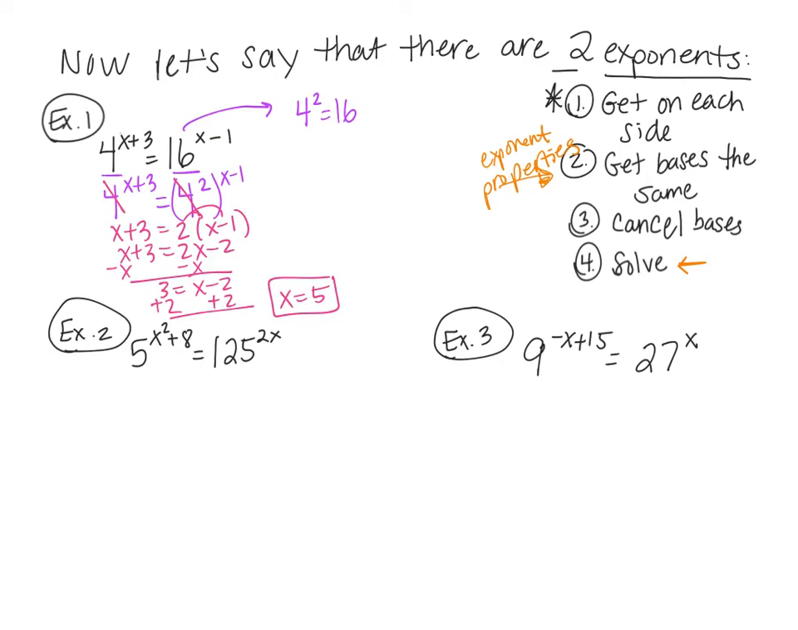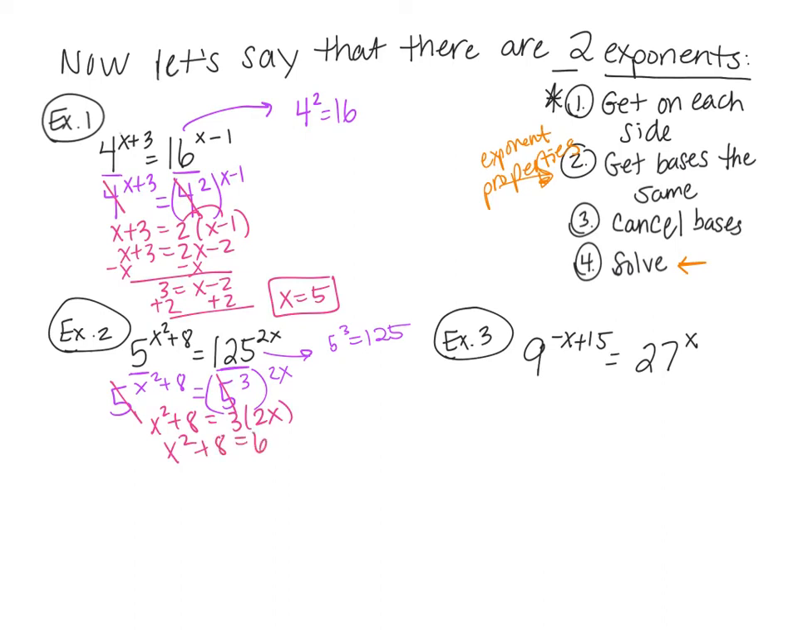Okay. So, on our next problem, I've got my exponents on both sides. Perfect. So I need to get 5 and 125 to be the same. 125 is 5 cubed. So I'm going to leave my 5 where it is. I'm going to turn 125 to 5 cubed. All right. My bases are going to cancel, which is going to leave me with x squared plus 8 equals 3 times 2x. So I've got x squared plus 8 equals 6x.